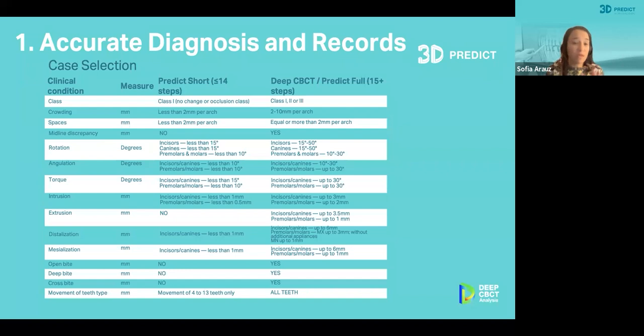So even though you might think you need 14 steps, we might have to come back and tell you, doctor, Predict Short is not going to do it. For example, in Predict Short, we wouldn't do extrusion. It would only be with Predict Full Deep CBCT. So feel free to take a look at this chart. This is under the manual section 2, but also your sales rep has this printed out. They can provide you a copy.